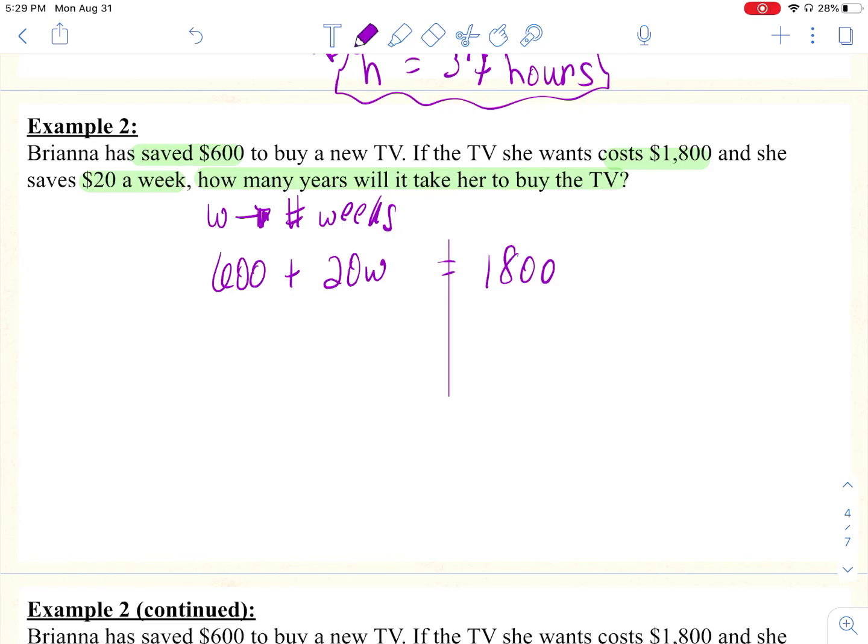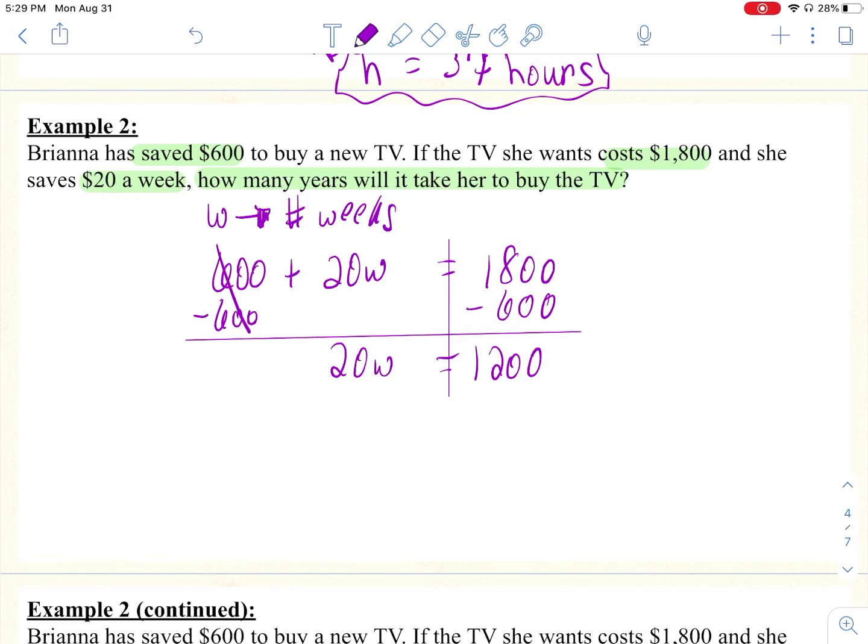The first thing you want to do is move 600 to the other side. So in order to move 600 to the other side, you have to subtract 600 from both sides. That means on the left side, those will cancel out. We have 20W equals 1,800 minus 600, which gives us 1,200. Now we have 20W equals 1,200.